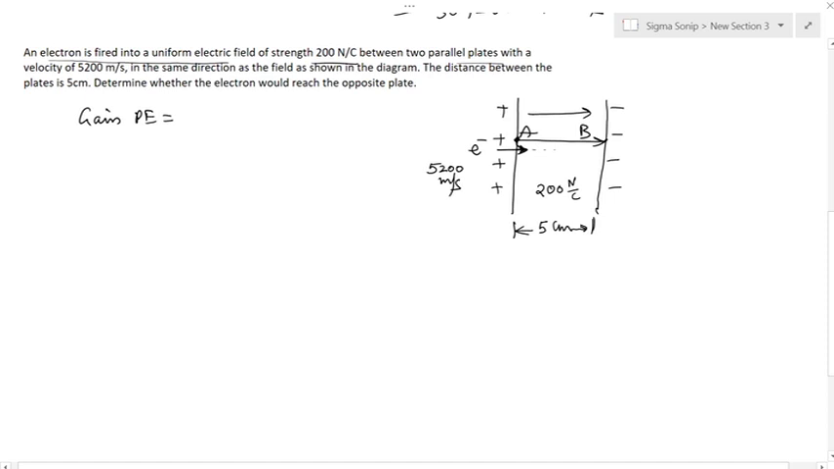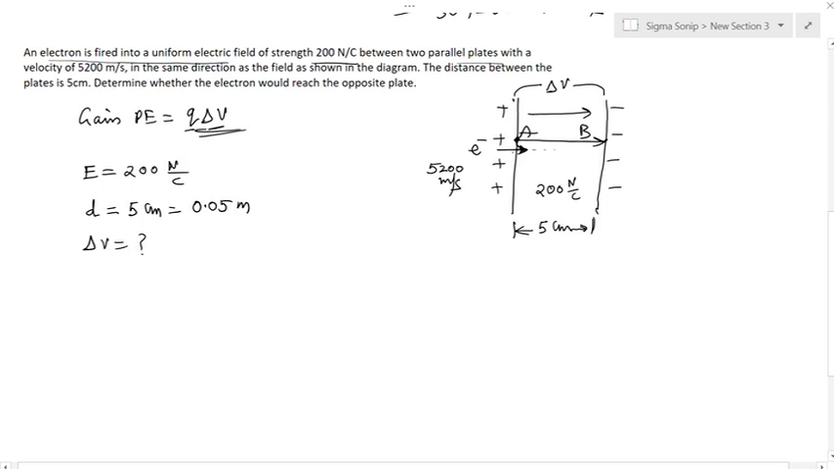And how much PE would it gain? It would gain PE equal to the voltage difference between positive plate and negative plate. That's what we need. This will be the gain in PE. Now we know the charge of the electron, but we don't know the delta V here. So what are we given? We are given that electric field between the plates is 200 Newton per Coulomb. The distance between the two plates is 5 centimeters, which is equal to 0.05 meters. And using this, we can find out delta V. We have the formula E is equal to delta V over D, which tells you that delta V is equal to E times D.